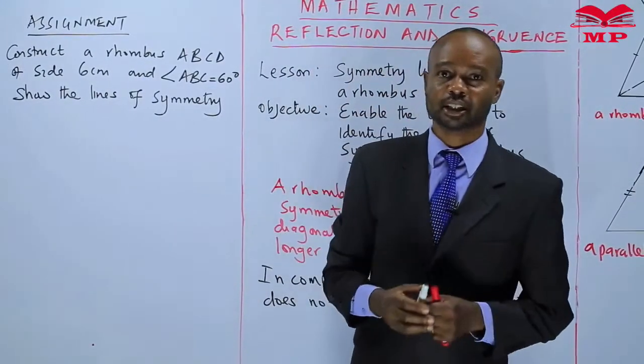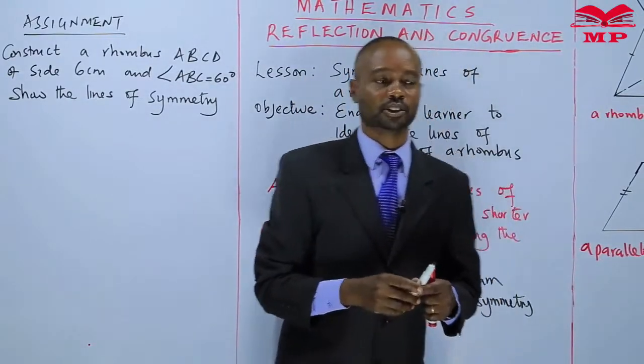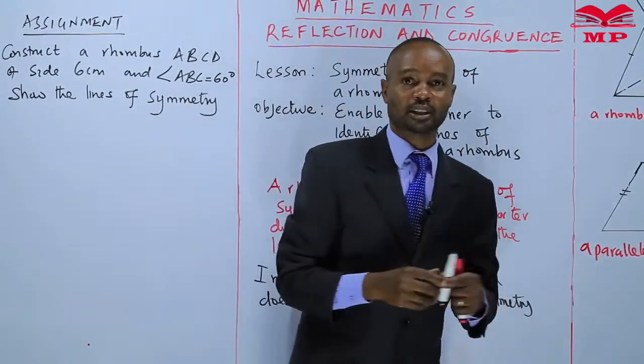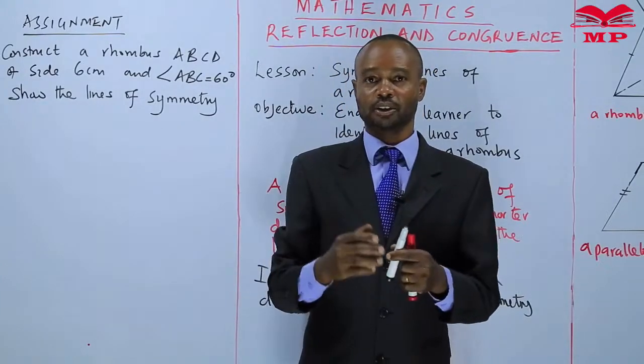As I end the lesson, notice that a rhombus will have two lines of symmetry. A parallelogram has none; it does not have any lines of symmetry.